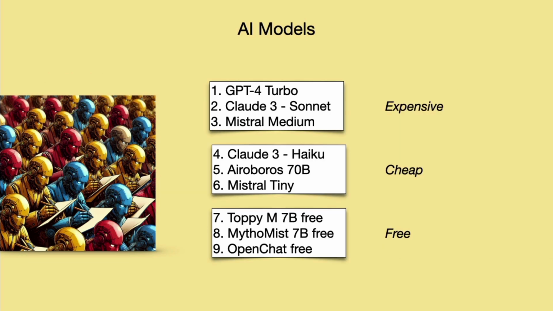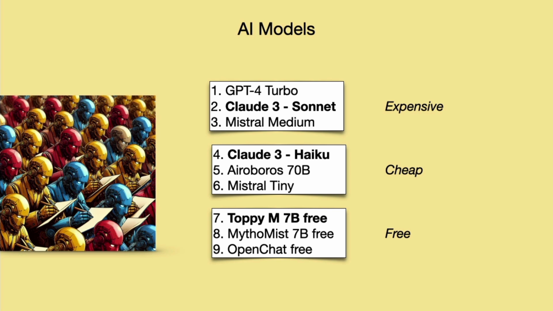Let's look at some AI models. Some of the models are expensive, like GPT-4 Turbo and Claude 3 Sonnet. Others are cheap, like Claude 3 Haiku, Aeroburrows, and Mistral Tiny. And some are free, like Toppy, Mythimist, and OpenChat. Even though you can access over 100 models, you will only use a few of them. Here are the 3 models that I use. For actual writing I use Claude 3 Sonnet. For analyses of the whole novel, I use Claude 3 Haiku. For experimenting when I have no credits on OpenRouter, I use Toppy.